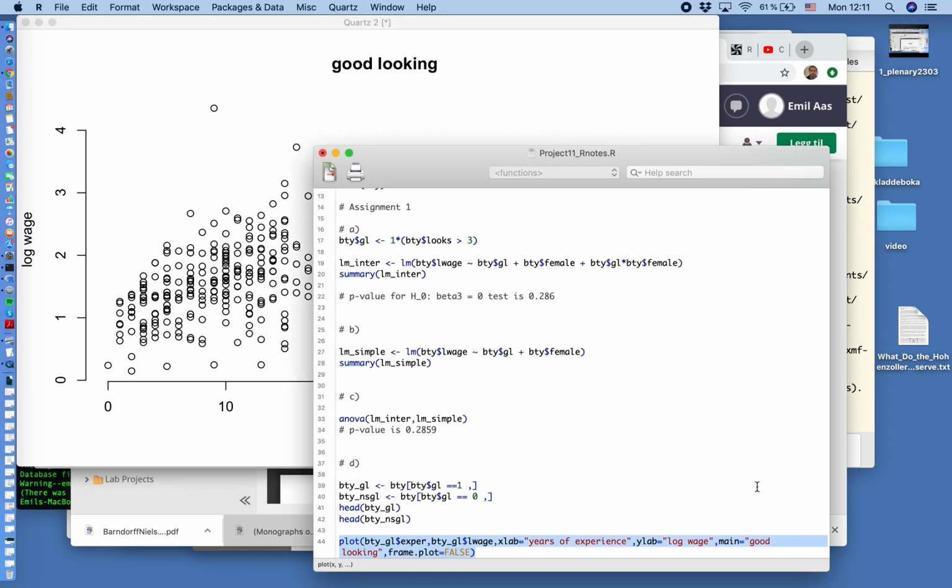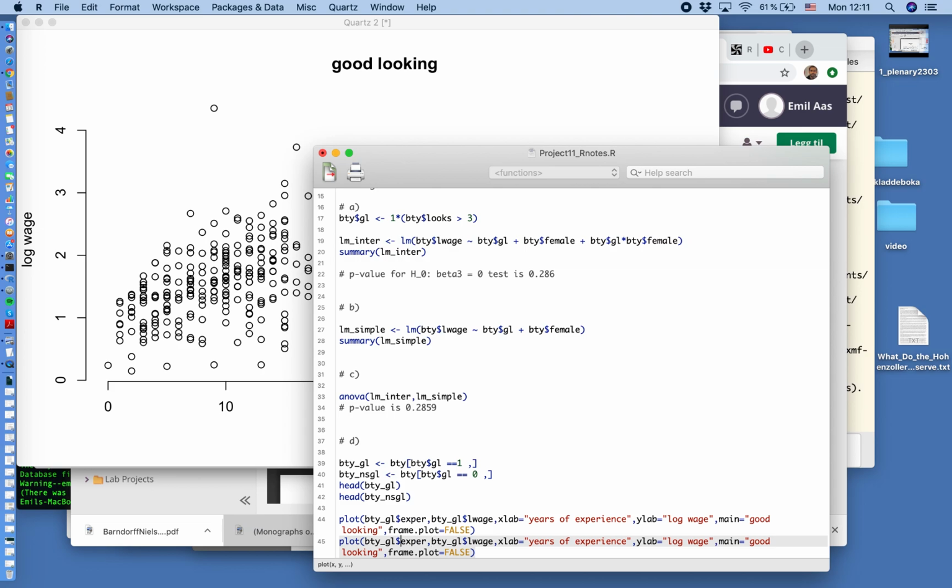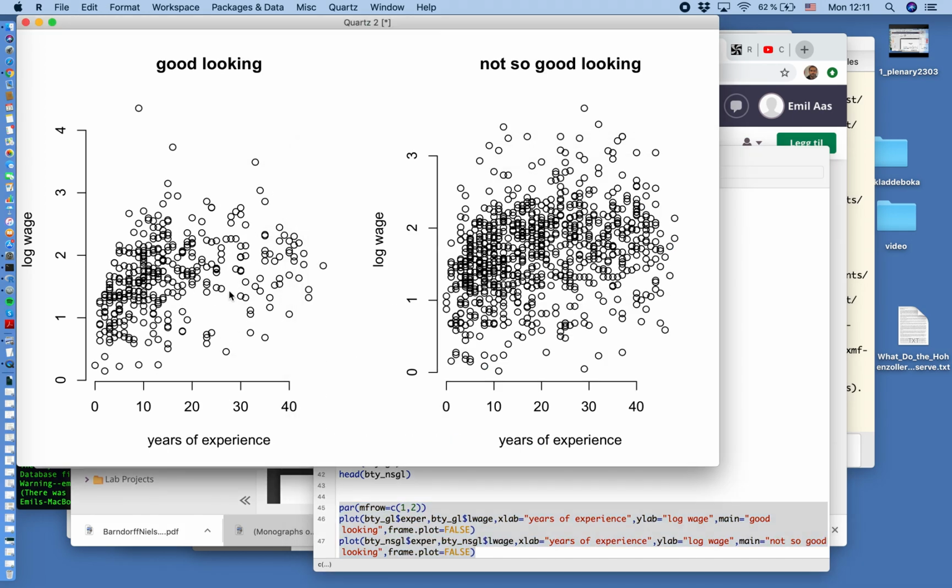And now we do the same thing for the not so good looking people, so we can just copy this and change to not so good looking, and here not so good looking people. Then we have two plots, and we want these two plots in the same figure, so then do par mfrow equals c(1, 2). Let's try that. So here we are.